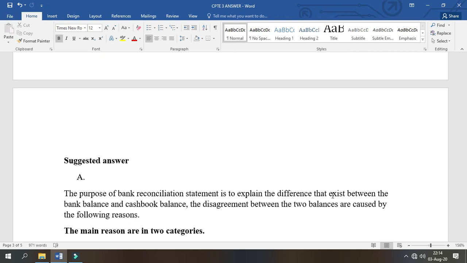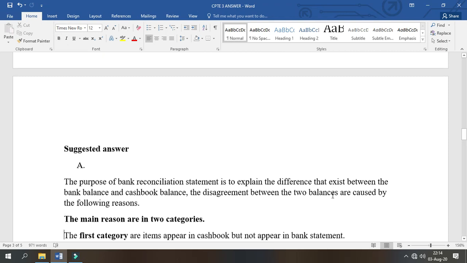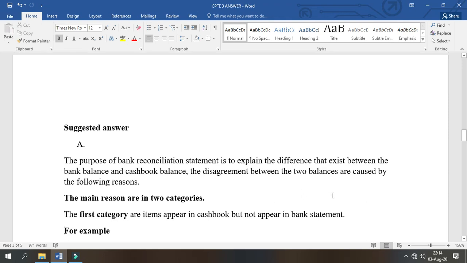Dear friends, the disagreement between the balance shown on the cash book and the balance shown on the bank statement is caused by the following factors. The main reasons are in 2 categories. The first category is items that appear in the cash book but do not appear in the bank statement. It is possible that certain items appear in the cash book but not in the bank statement. Those are the first category.